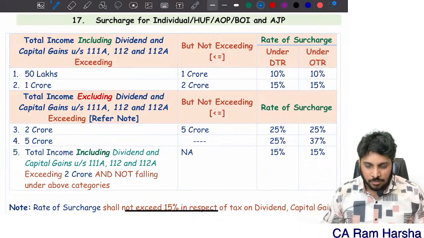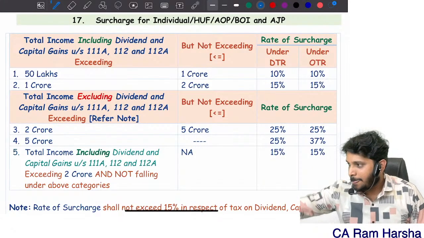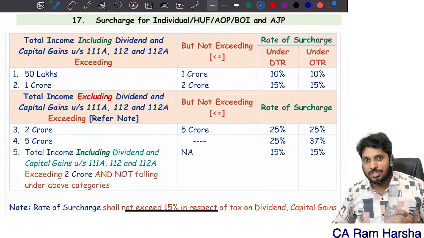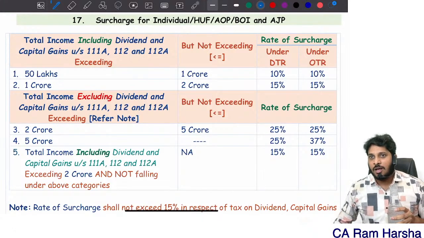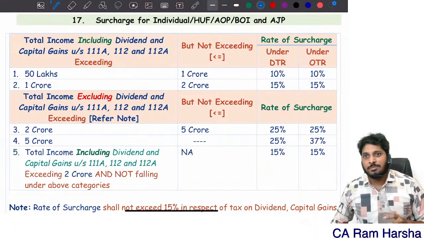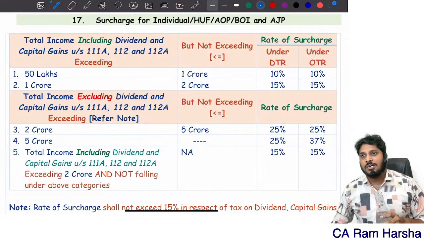Now just 1 minute. I'm already seeing so many comments. Let me see the comments. Winnings means lottery income only. Somebody is asking, is lottery normal income? No, it's a special income. Winnings, horse races, everything is a special income.